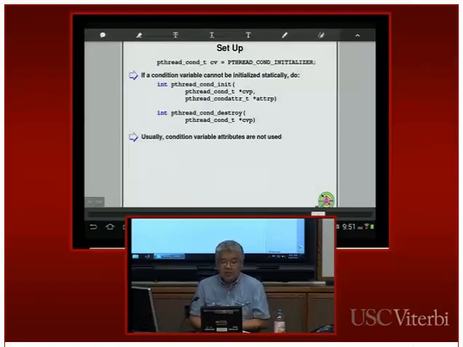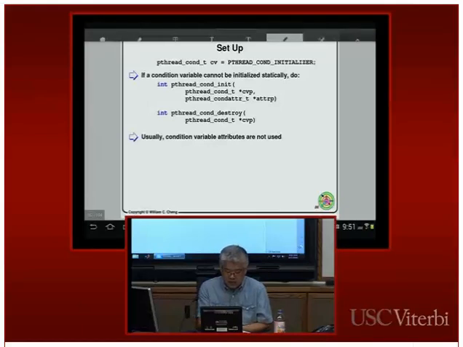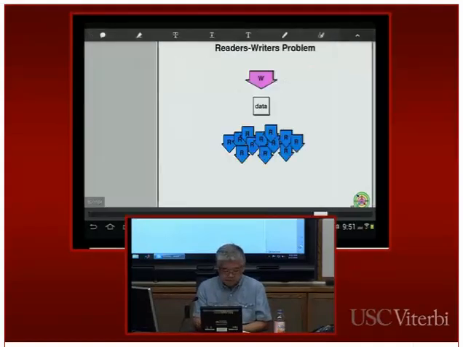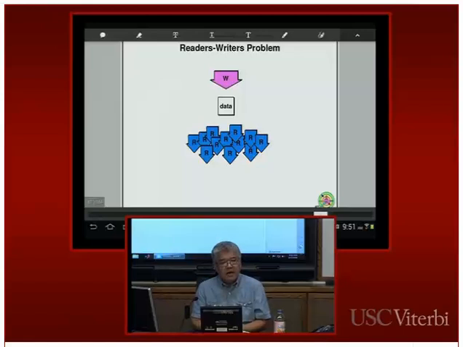So condition variables, just like mutexes, need to be initialized. If you allocate the condition variable in the heap, then you need to call init, and when you're done with it, you need to call destroy. Otherwise, you can just use it this way. And usually the condition variable attributes, just like the mutex attributes, are not used. We're going to see how to use this guarded command in a more elaborate case.